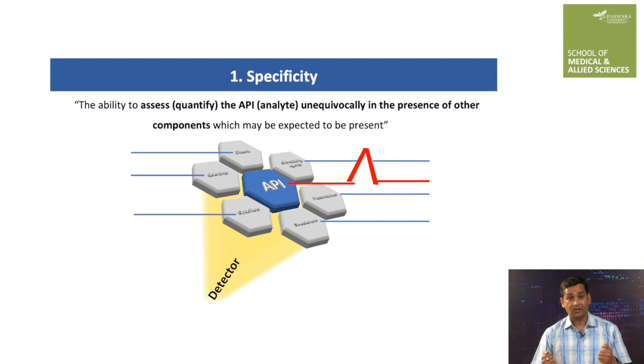If I take another example of chromatographic separation by HPLC, the chromatographic method should be developed in such a way that it must show a well resolved API peak in a very distinctive manner as compared to the peaks of other excipients which may be present in the sample.